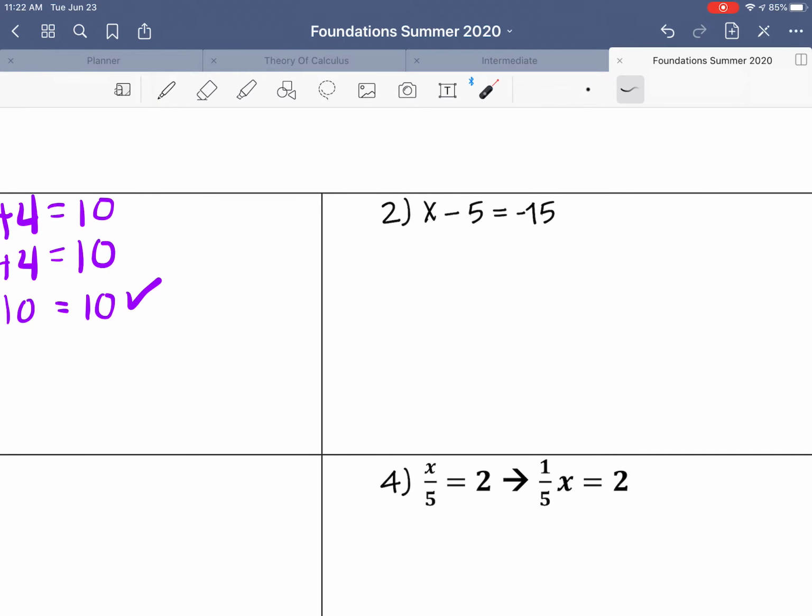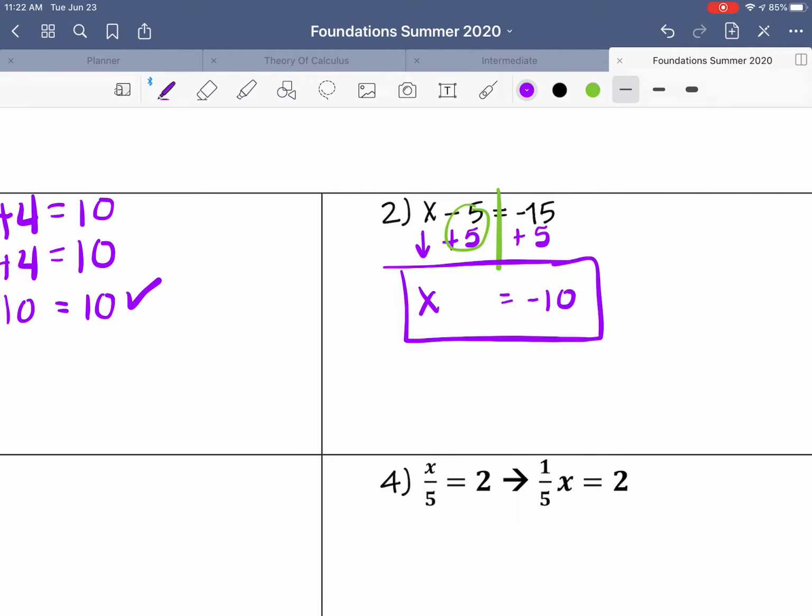Okay, number 2. We're trying to isolate x, so we need to move -5 away. Here's my boundary. I'm going to use the additive inverse so that they create the identity, which is 0. Bring down x, simplify, done.